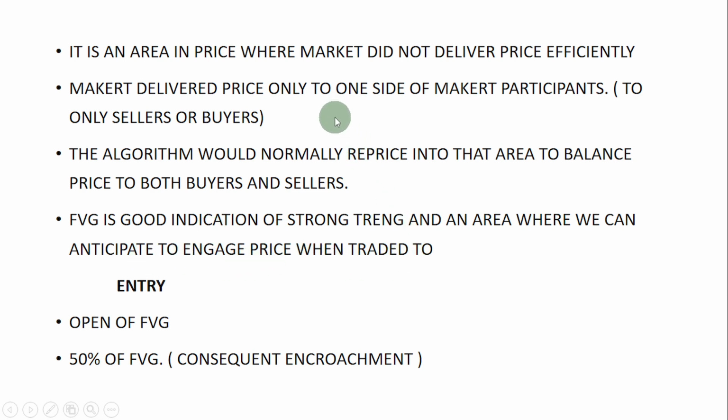So in a market where the algorithm is delivering price to only sellers, it gives us the information that price actually wants to go lower, and the prevailing trend is strong because it's leaving behind fair value gaps. And so if you want to use a fair value gap for entry, you can go for the open or the start of the fair value gap, or you can use the 50% of the fair value gap. And the 50% is also called consequent encroachment.